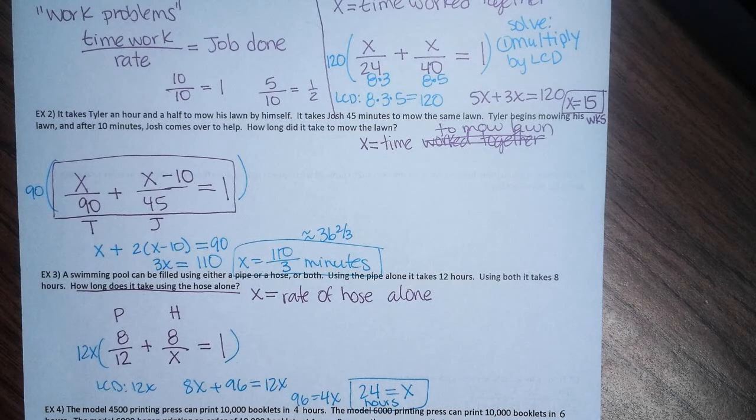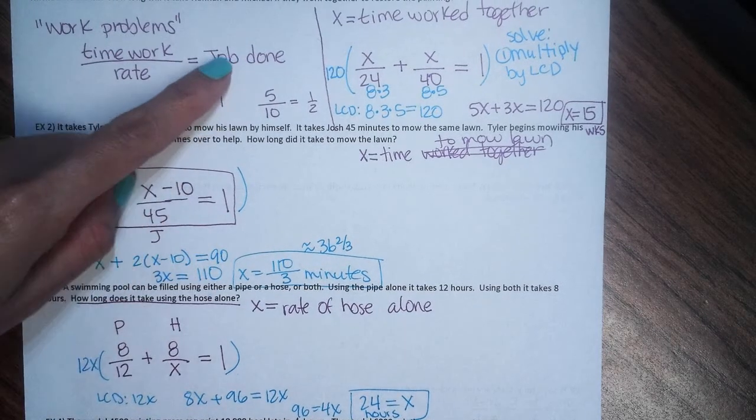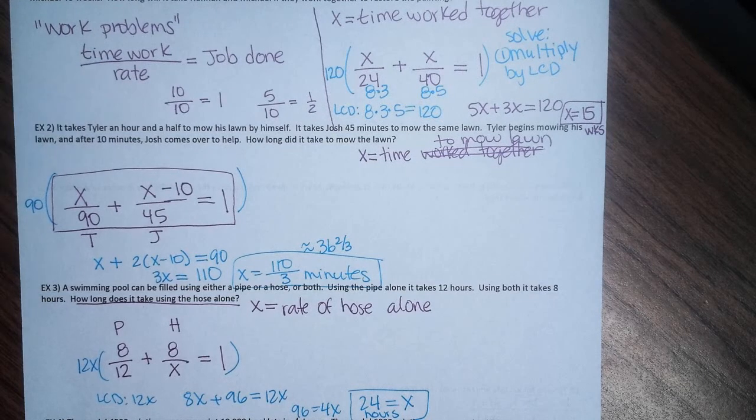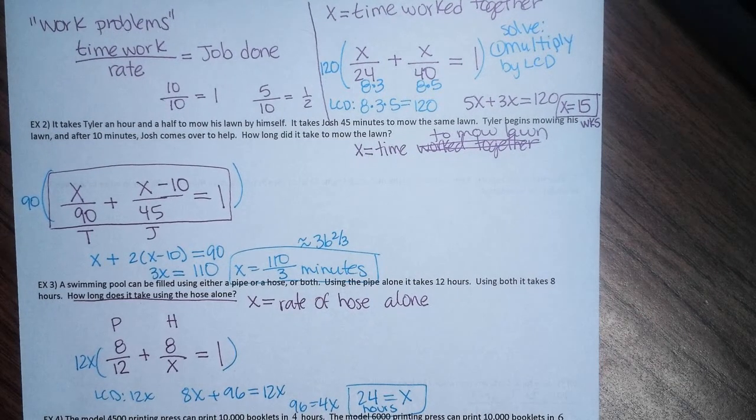Let's try it one more time with example 4. These are what I call work problems. The jobs that you complete is equal to how much time you worked over your rate of doing a job. So try example 4, read it, and try to set up an equation.